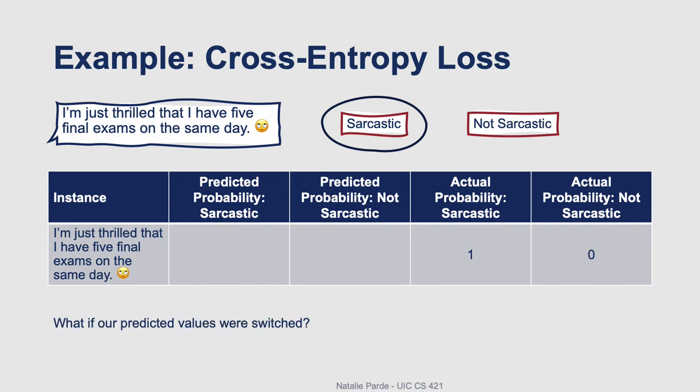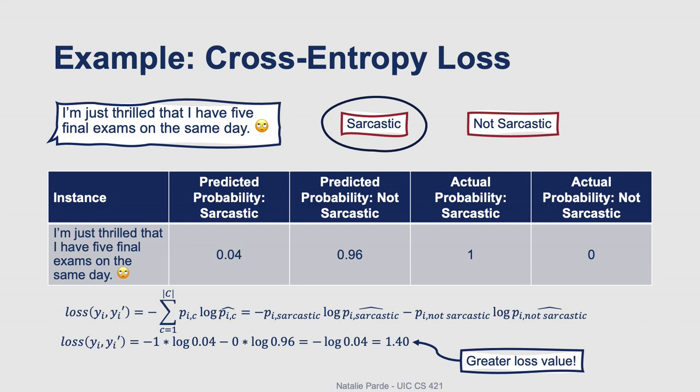Now to contrast, we can pretend our predicted probabilities were reversed. So what if our predicted probability for sarcastic was 0.04 and our predicted probability for not sarcastic was 0.96? Well, if that's the case, we get a very high loss that's actually above 1. So that would indicate that our classifier was performing extremely poorly. If you tried to take the log of 0, for example, if our actual label was sarcastic, but our classifier was 100% without a doubt convinced that the predicted label should be not sarcastic, we would actually end up with a cross-entropy loss of infinity.